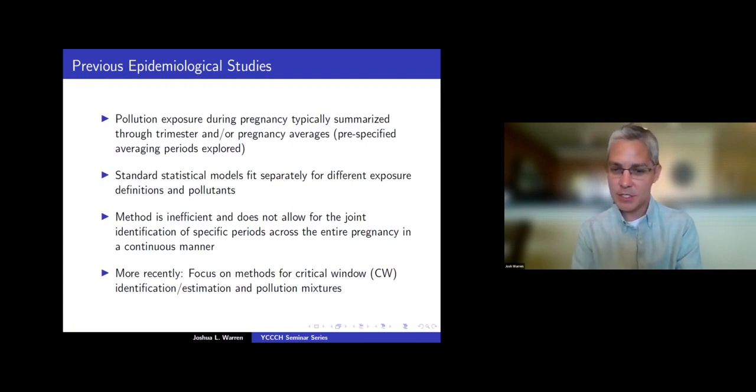But this approach is inefficient and doesn't allow for a joint identification of more specific periods across the entire pregnancy in a continuous manner. So more recently, there has been a focus on critical window estimation and identification. This is where I have done quite a bit of work. And even more recently, and I know a number of people I work with here at Yale, pollution mixtures are becoming a really big deal. So in this talk, we're trying to combine both of these things that my group knows really well: critical window estimation and identification, and pollution mixtures, things that we're getting into more and more, it seems.